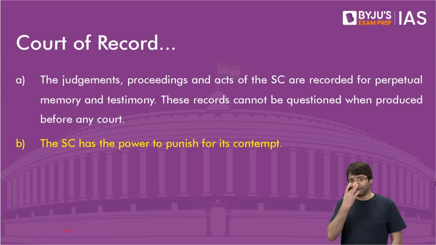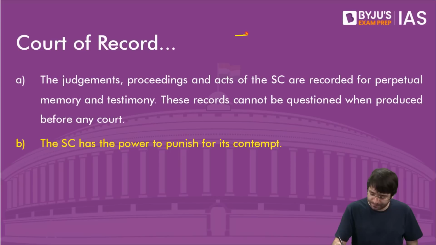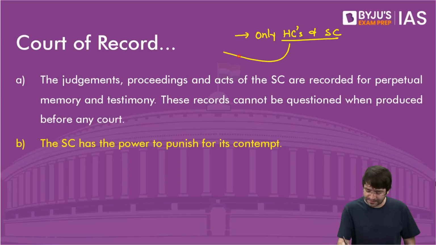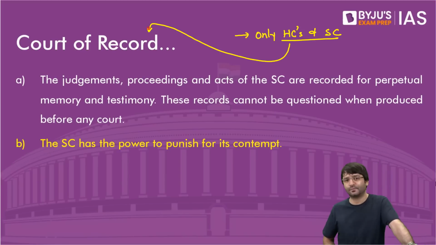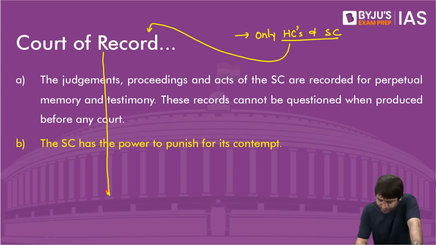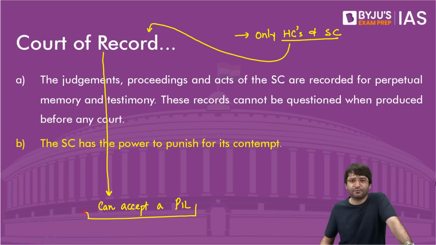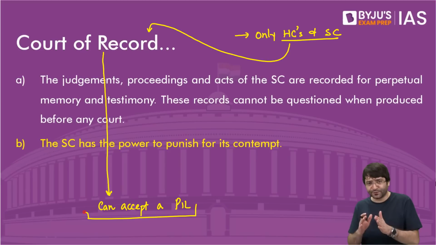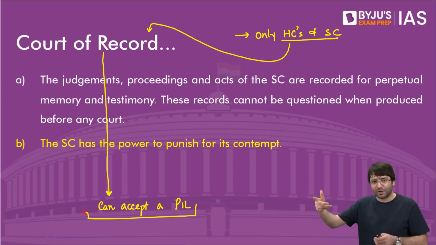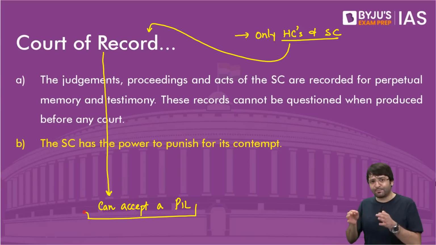What is a court of record? We say only High Courts and the Supreme Court of India act as courts of record. And only those which are courts of record can accept a public interest litigation, which we will discuss tomorrow. What is a public interest litigation? All the High Courts are courts of record. The Supreme Court is a court of record, and only in a court of record can you file a public interest litigation.